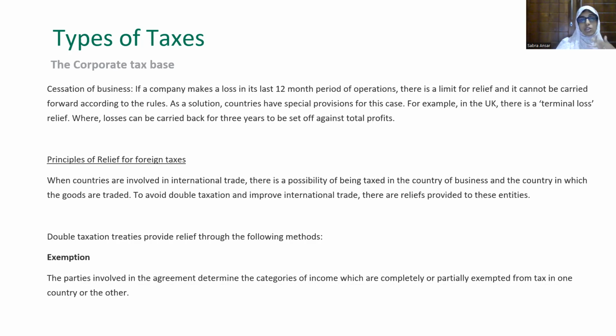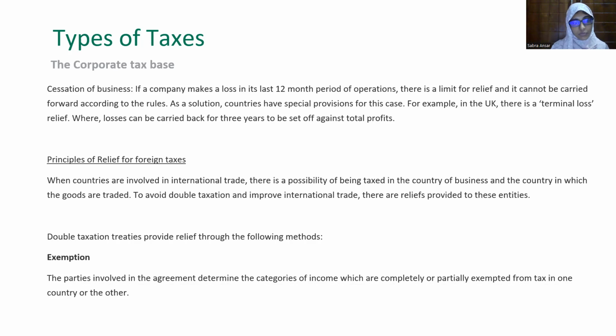So as a solution, the country has a special provision for this case. For example, there is something called a terminal loss in the UK, where the losses can be carried forward for a period of 3 years, to be set off against the total profit.